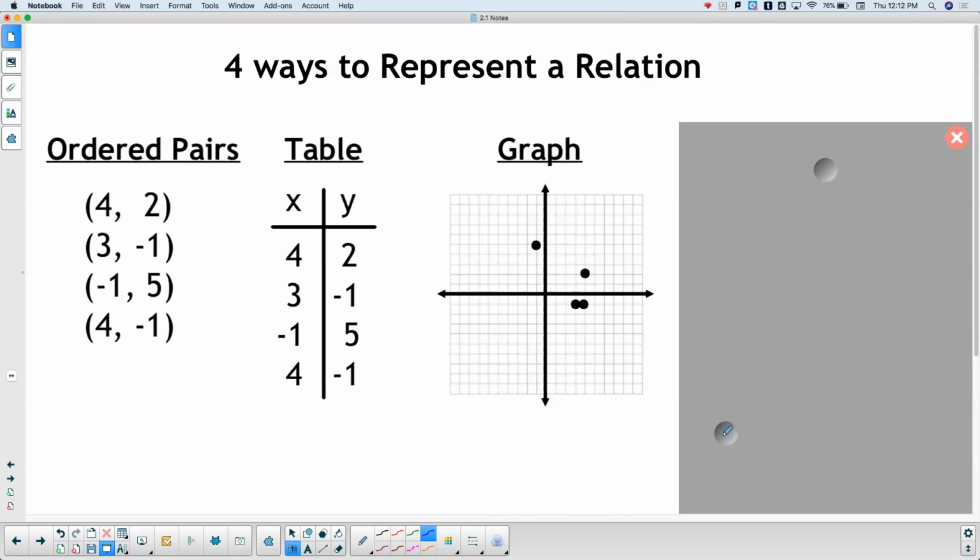Third way is graphically. We can represent our relation graphically. We can plot those points. Now, if your relation is a set of points, you do not connect those points. If your relation is a line or a quadratic or some other kind of function, then you connect them. But if it's just a list of points, we don't connect the dots.